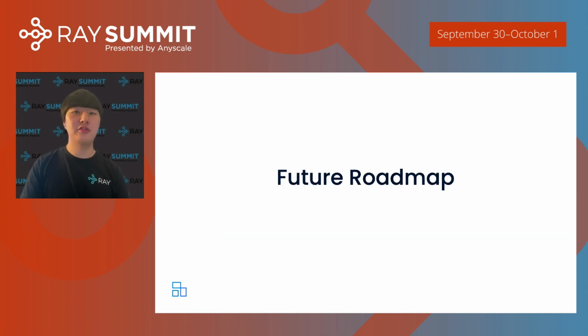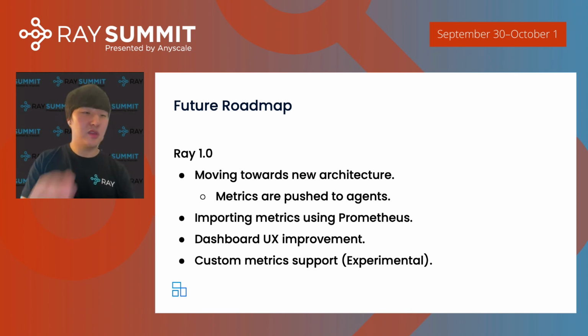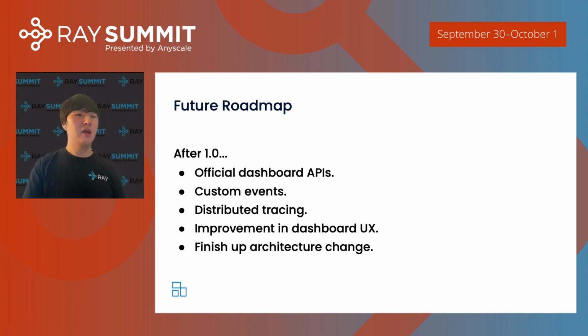So lastly, let's see the future roadmap. At the point of 1.0, we are moving towards the new architecture, and pushing metrics to the agent is already implemented. We are supporting importing metrics using Prometheus, and the dashboard UX has been improved a lot. We also started having experimental custom metric support. After 1.0, we are going to have official dashboard APIs that users can consume. We are going to support custom events and also distributed tracing. Of course, there will be more improvement in the dashboard UX. We are investing a lot of resources in it. And the architecture change is going to be finished up.